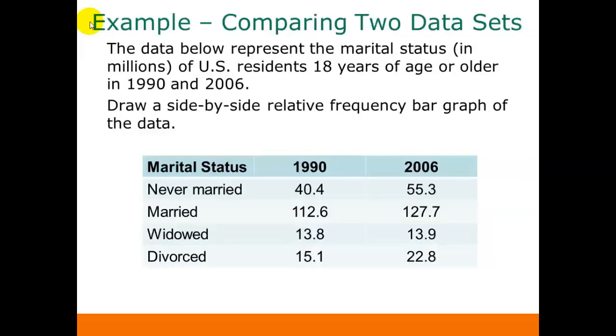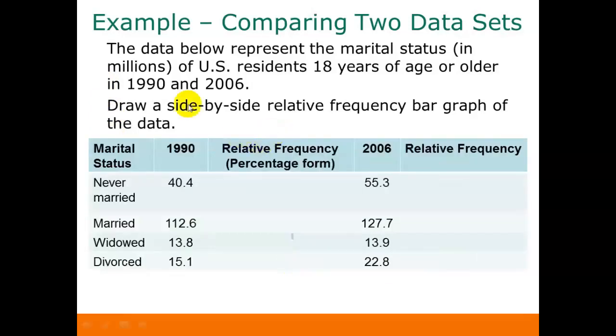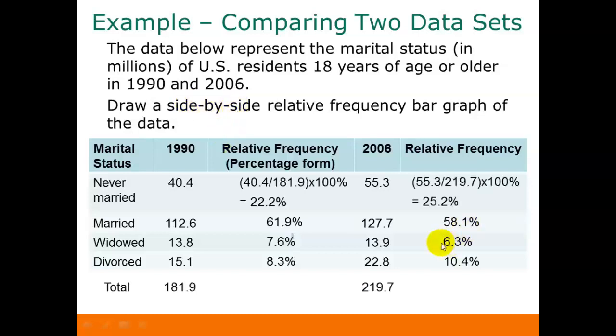Now, one place that we can use relative frequency distributions or relative frequency graphs is if we're comparing 2 data sets, especially if the 2 data sets have different total frequencies. Here's a case. We have data for 2 different years, 1990 and 2006, representing the marital status of U.S. residents 18 years of age or older. And the reason that we would use relative frequencies here is we're going to have different totals. In order to draw a relative frequency bar graph of this data, we need our relative frequencies. The relative frequencies gives us a different picture of our 2 distributions.